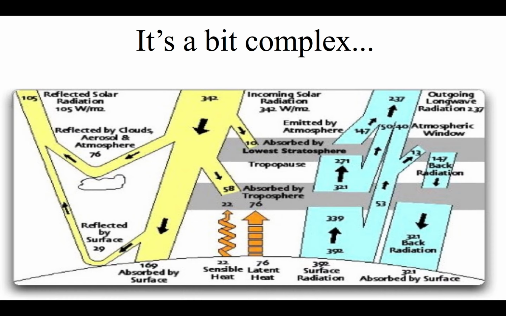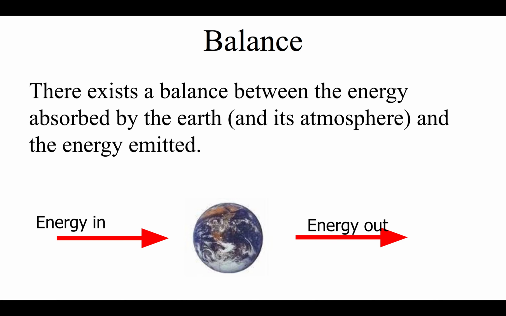This can get pretty complicated, as you can see by the Sankey diagram. You don't need to know it to this level of detail. What you do need to know is that there is a balance between the energy absorbed by the Earth and its atmosphere and the energy emitted. And historically, for many thousands of years, this has been pretty stable through the totality of human history.